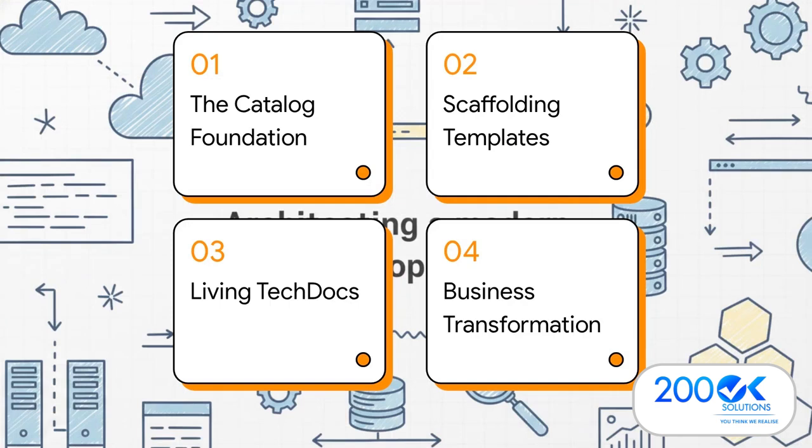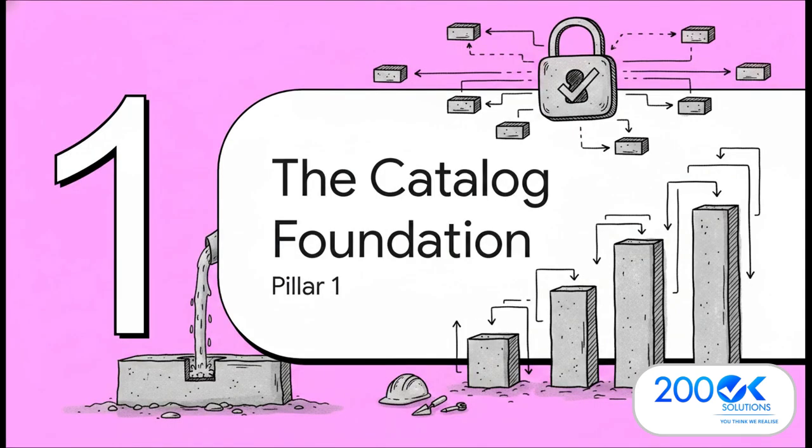To make that happen, here is our structured blueprint for today. First up, Pillar 1, the catalog foundation. Then Pillar 2, scaffolding templates. Pillar 3 is living TechDocs. And finally, we'll wrap up with the overarching business transformation. All right, Pillar 1, the catalog foundation.